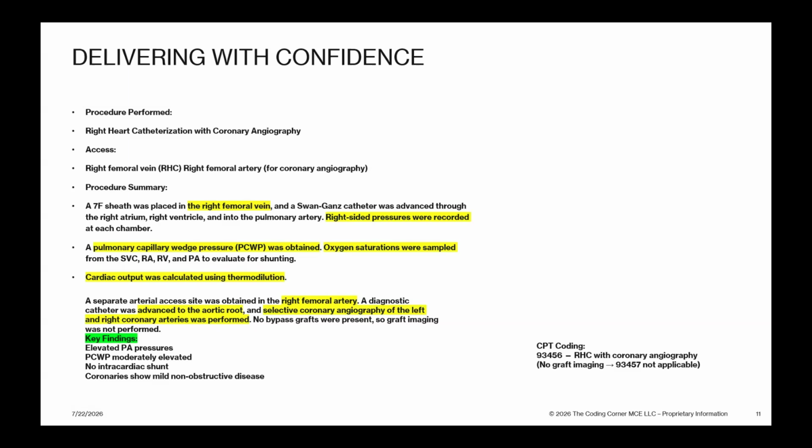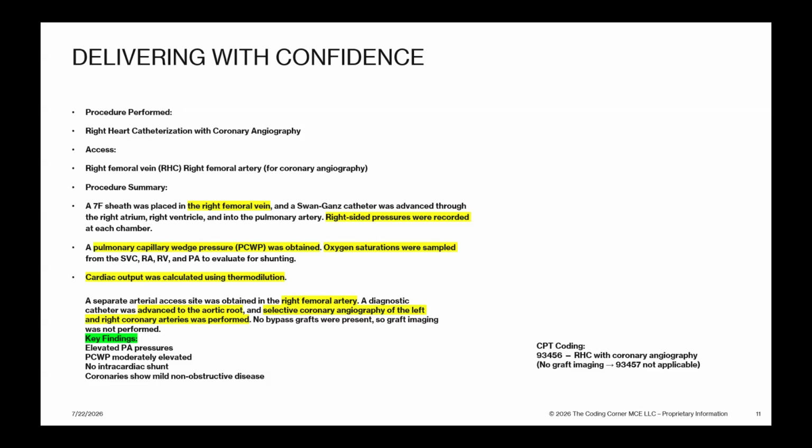In our next example, we're looking at a right heart catheterization performed through the right femoral vein, paired with a coronary angiography through a separate arterial access site. We begin by placing the 7 French sheath into the right femoral vein. A Swan-Ganz catheter is advanced through the right atrium, right ventricle, and into the pulmonary artery. At each location, we record right-sided pressures to evaluate how the right heart and pulmonary circulation are functioning.